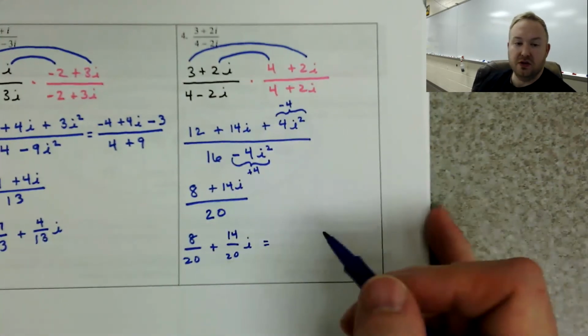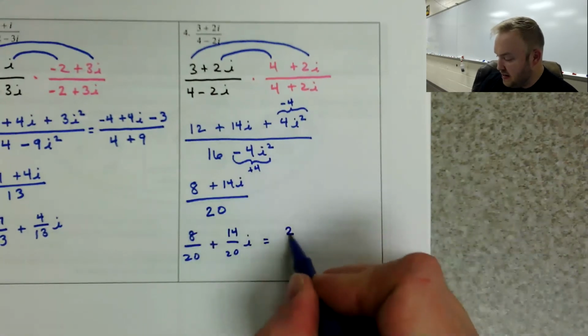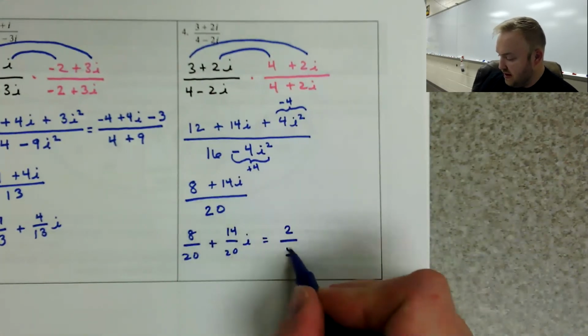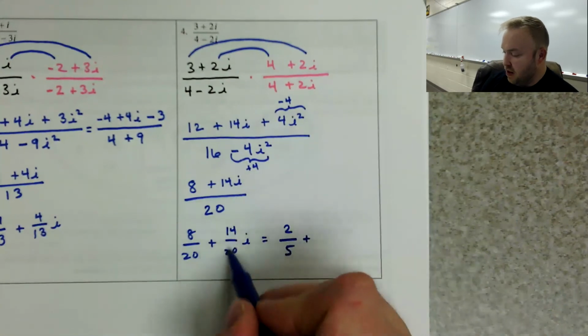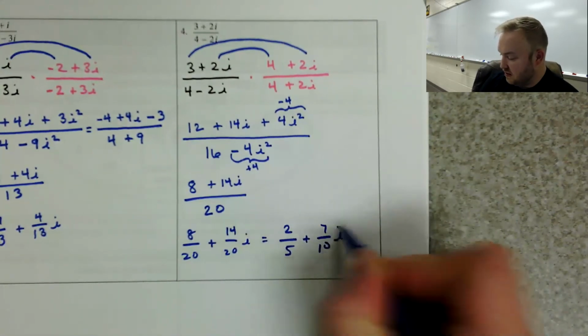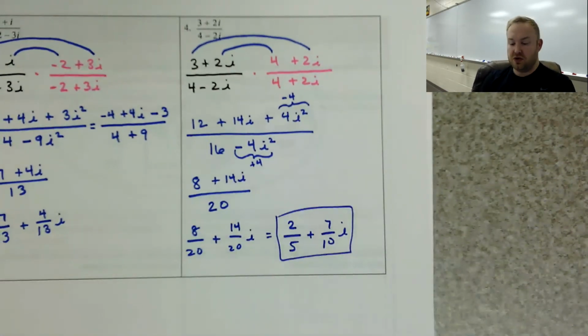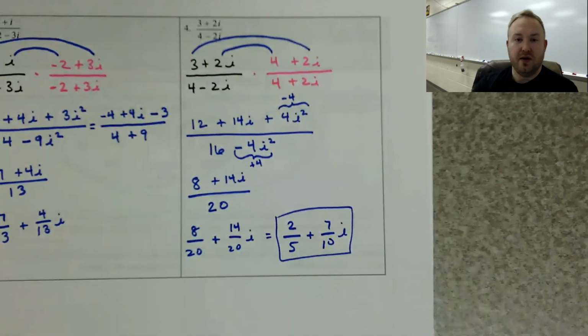Don't forget to reduce those fractions. 8/20, let's see, 4 goes into 8 twice, 4 goes into 20 5 times, that's 2/5. 14/20 is just going to reduce to 7/10. So 7/10 i, and there is our quotient. Hooray! We have finished section 5-2.